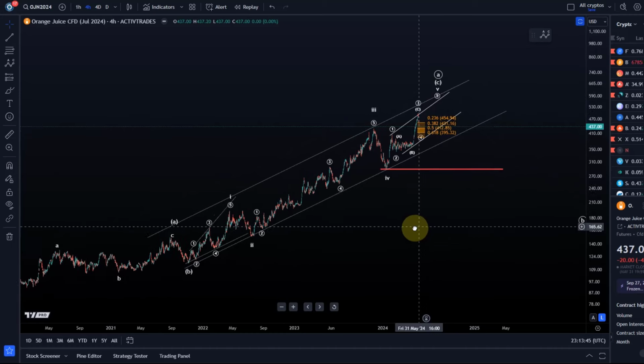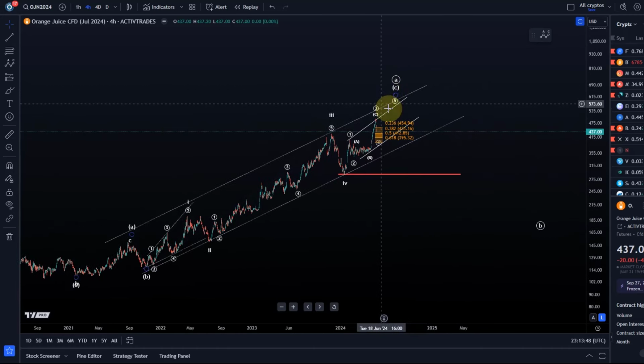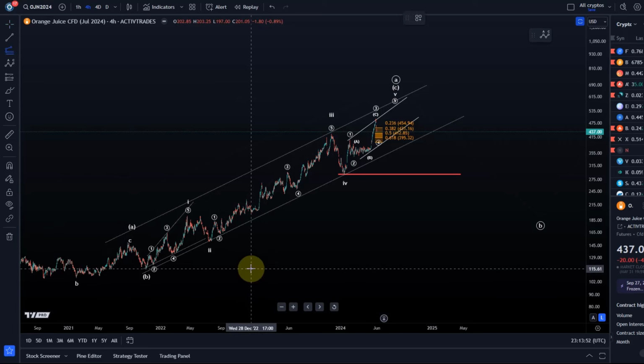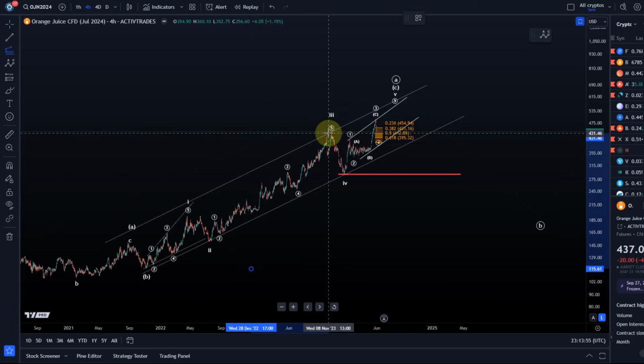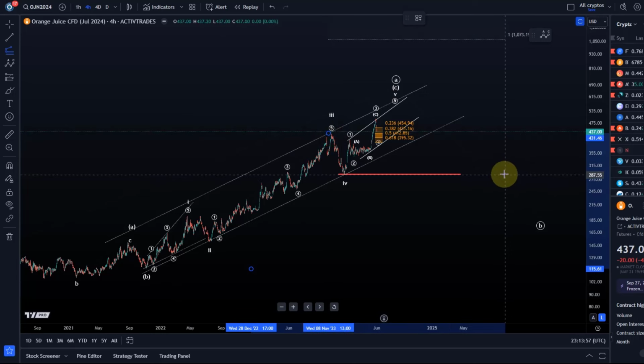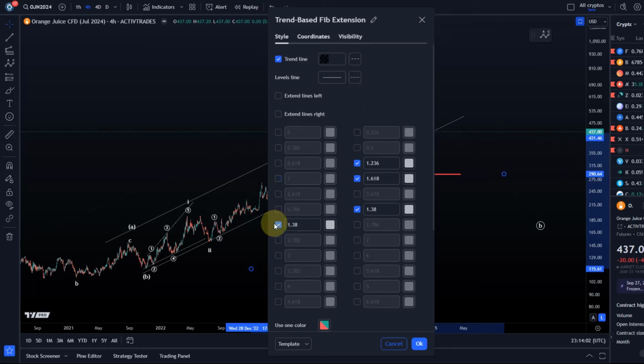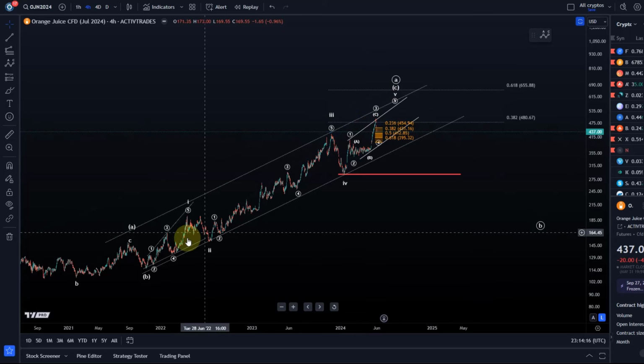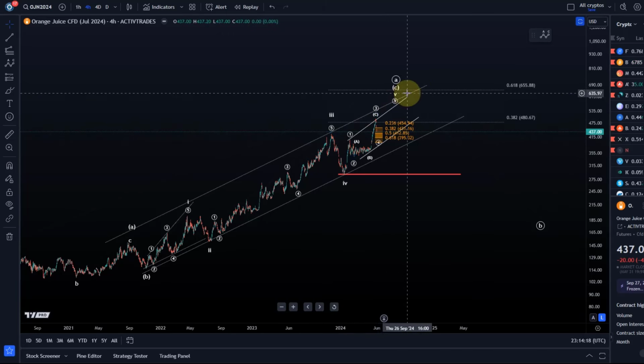But then it's important to understand what could actually be a target of the bigger picture. To measure that, we take the length of waves 1 to 3, and we go to the low of the wave 4, which is the January low, and we're looking for 2 levels normally when we measure it like that. I'm looking for the 38.2 extension, that's at 480, and the 61.8 extension. So the 480 level was already reached. Technically speaking, you could say we have enough waves to the upside to complete this entire rally.